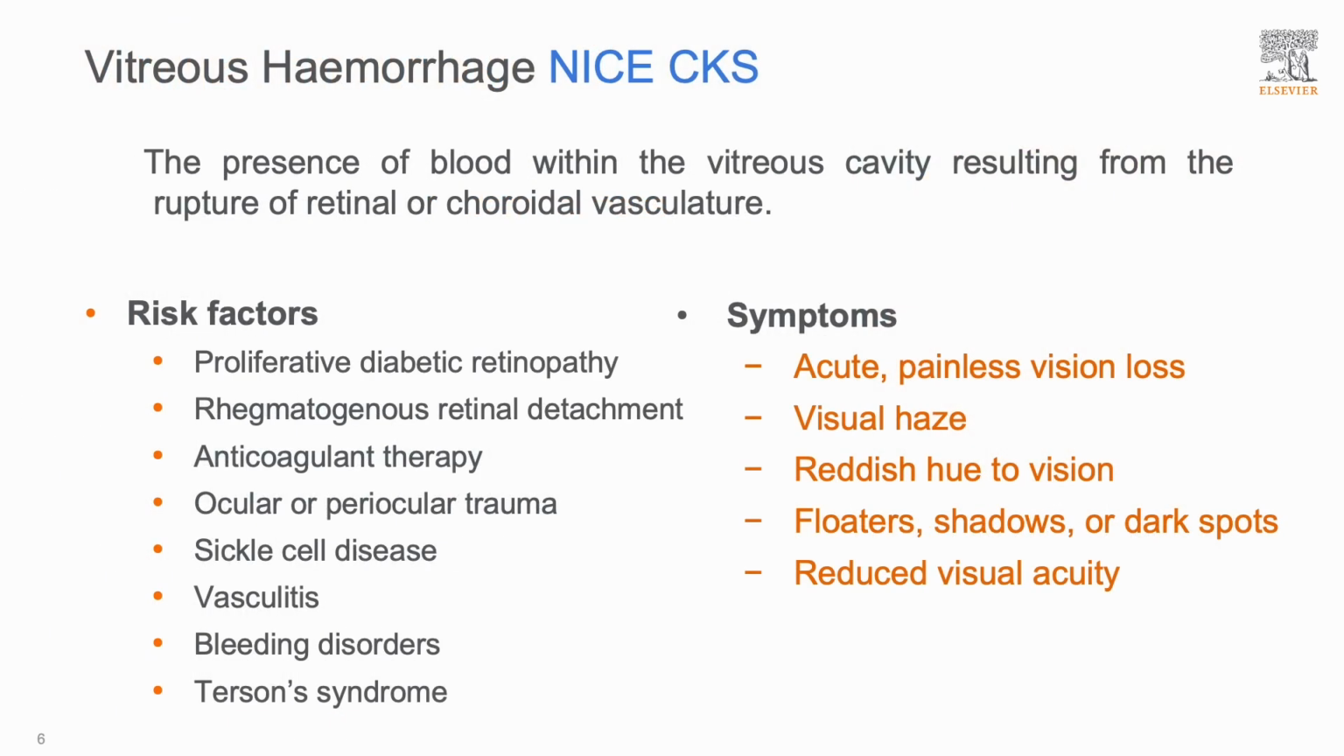A vitreous hemorrhage is a relatively common condition with a number of causes. It is characterized by the presence of blood within the vitreous cavity, resulting from a rupture of retinal or choroidal vasculature. The most common risk factor for vitreous hemorrhage is proliferative diabetic retinopathy. Other risk factors include retinal detachment, anticoagulant therapy, ocular or periocular trauma, sickle cell disease, vasculitis, bleeding disorders, and Terson's syndrome. Terson's syndrome is characterized by a combination of intraocular and subarachnoid hemorrhage, secondary to a berry aneurysm.